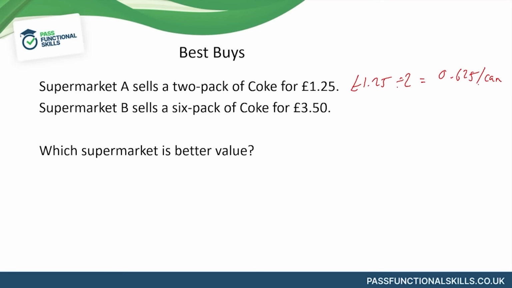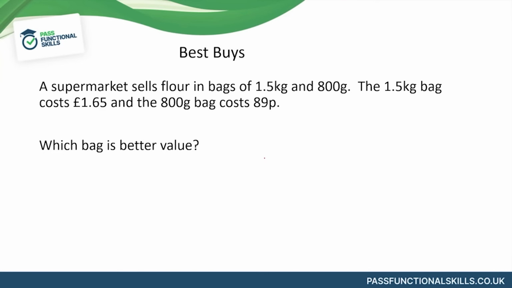That would be pence, sorry, no, this is pounds, so 62.5 pence per can, but we just leave it as it is for now. So supermarket B sells a 6-pack for £3.50, so 1 can is going to be £3.50 divided by 6, and £3.50 divided by 6 is 0.583 recurring pounds per can. So here we can see that this number is less than 0.625, so therefore supermarket B is better value.